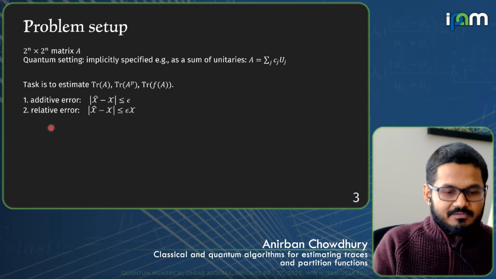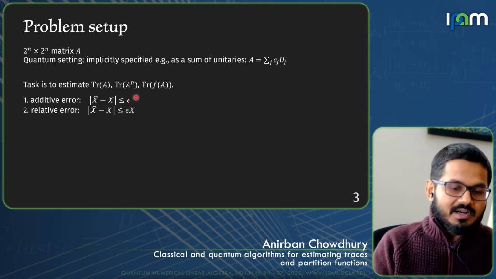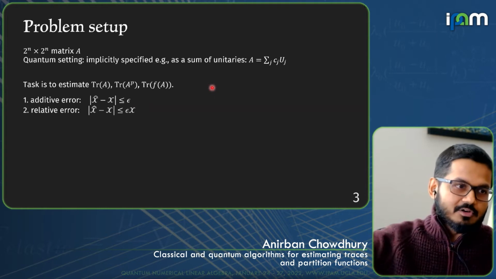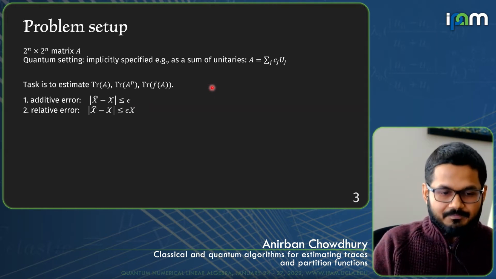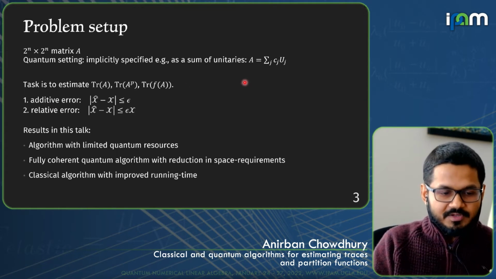There are two kinds of error goals you can ask of this problem. X here is the trace you want, and X hat is the estimate. Firstly, it could be an additive error goal, where this difference must be smaller than some number epsilon. The second is a relative error goal, where the precision you demand must also be some factor of the true quantity. So the second one is typically a stricter demand. I'll talk about both of these problems. I'll start with the first one, which is an easier problem.